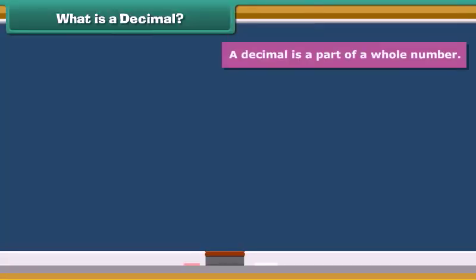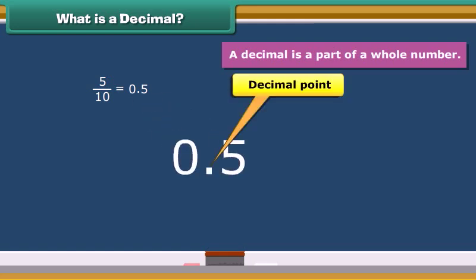Basically, a decimal is a part of a whole number. Look, the fraction 5 by 10 could be written as 0.5. You can easily identify a decimal by looking at the decimal point.